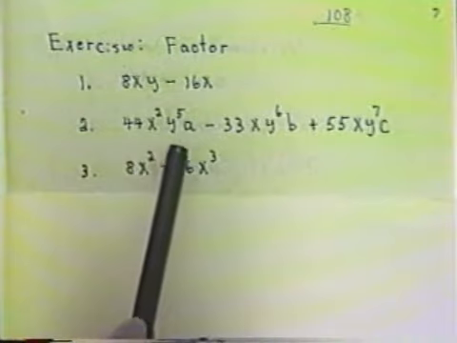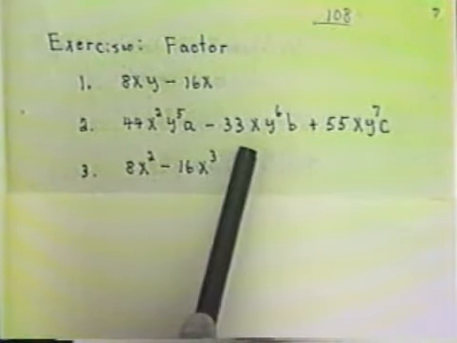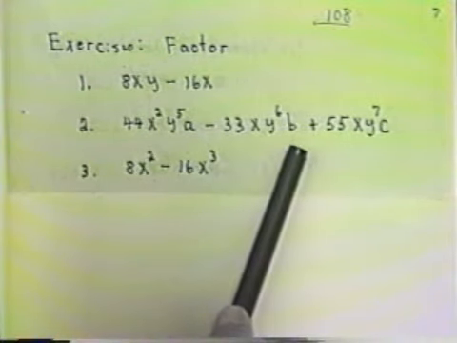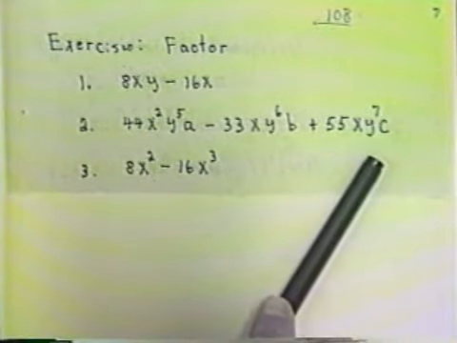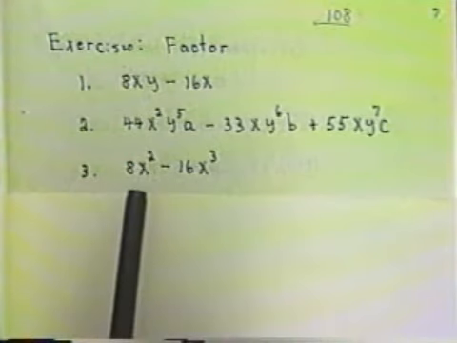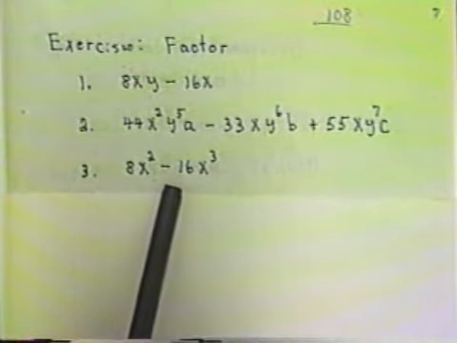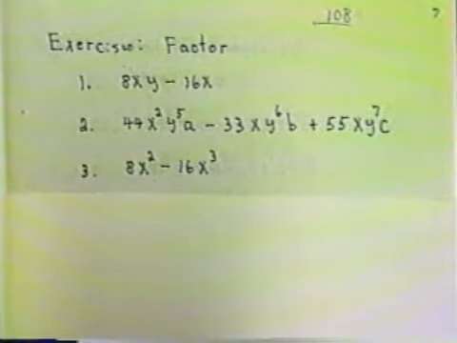44x squared y to the 5th a minus 33x y to the 6th b plus 55x y to the 7th c. The third one, 8x squared minus 16x cubed.